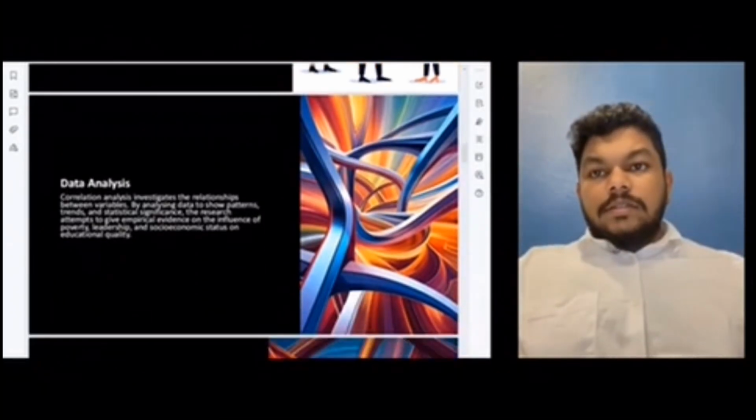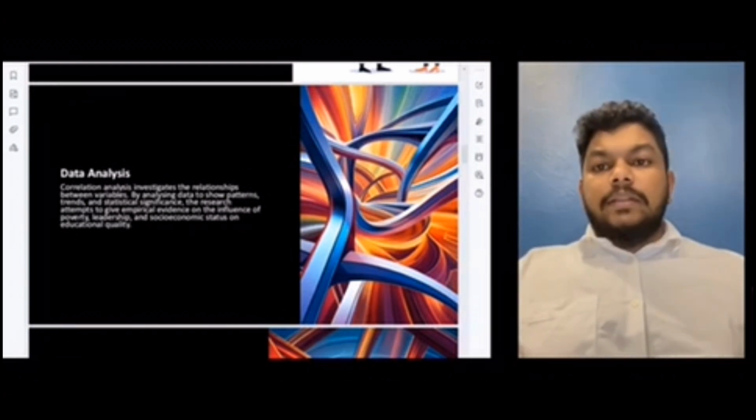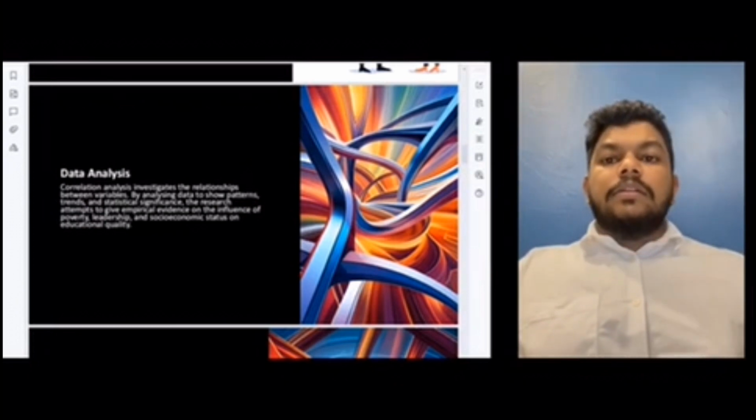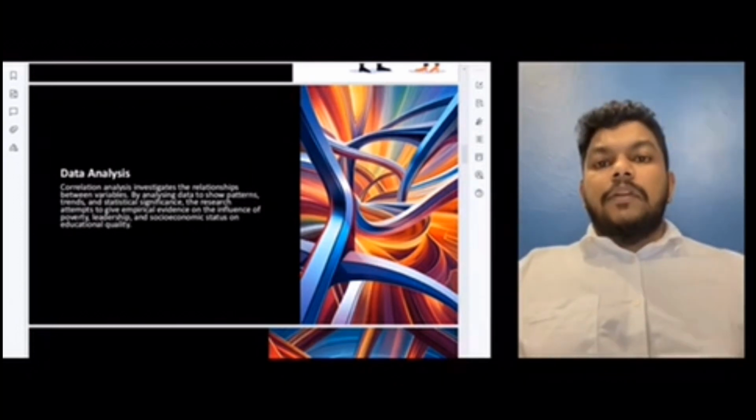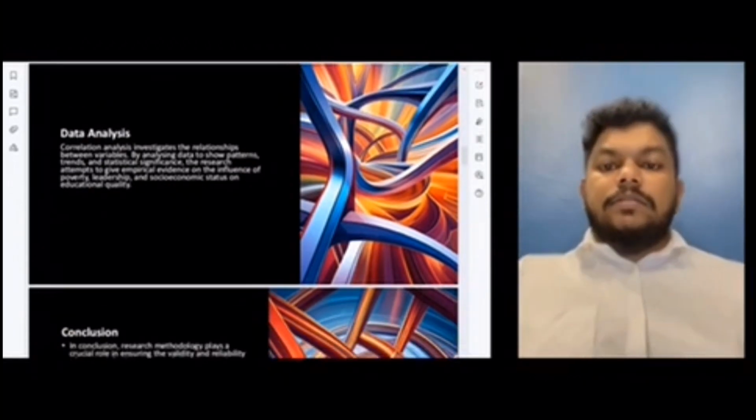Data analysis. Correlation analysis investigates the relationship between variables by analyzing data to show patterns, trends, and statistical significance. The research attempts to give empirical evidence on the influence of poverty, leadership, and socioeconomic status on educational quality.